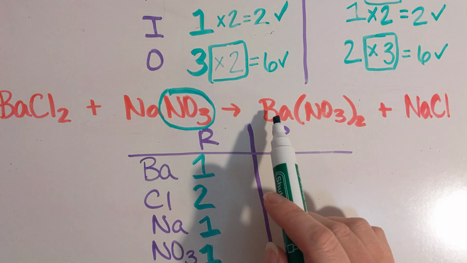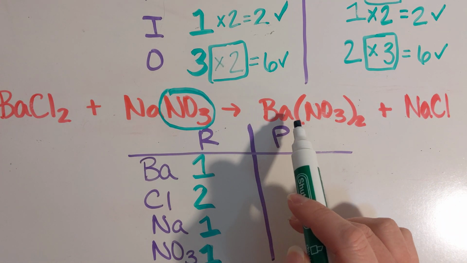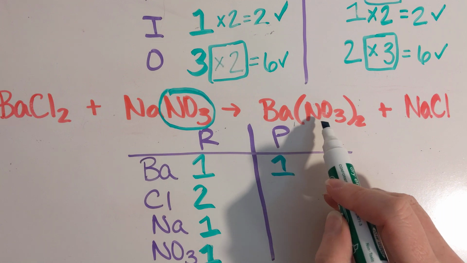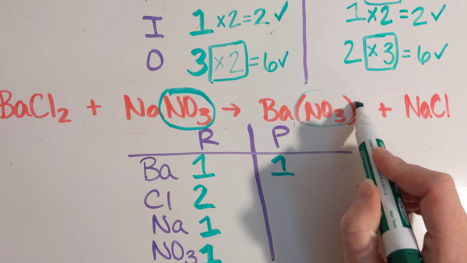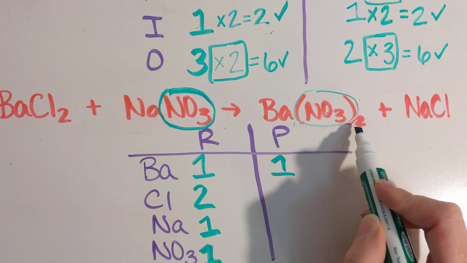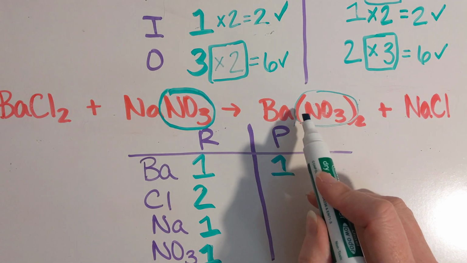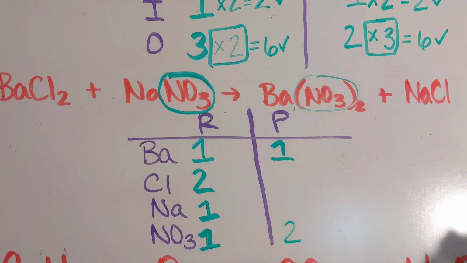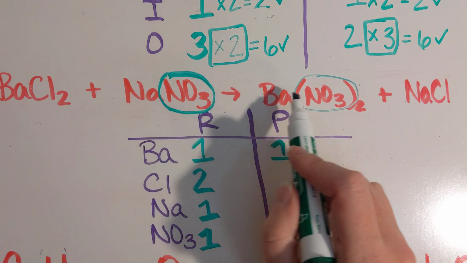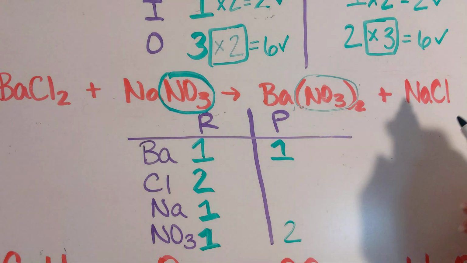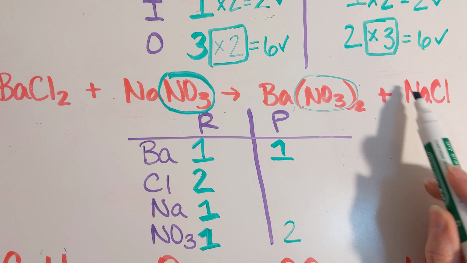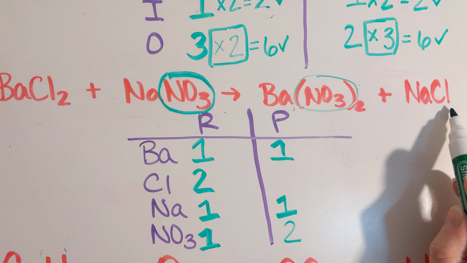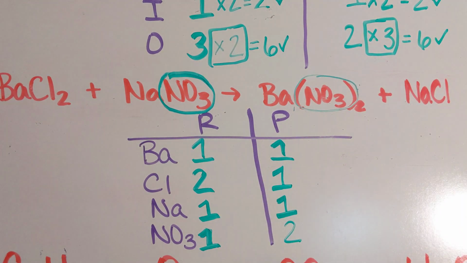So looking at my products, I have Ba. Again, no number out front, no little subscript. So that means there's one Ba. Here's my NO3, and you can see I now have two groups of NO3. That's why it's in the parentheses. That's something we learned last semester. So I have two groups of NO3. So, 2. Again, no coefficient, so I'm just looking at that subscript of 2. And then here I have Na, just 1, because there's no coefficient, no subscript. So 1 Na. And Cl, no subscript, no coefficient. So 1 there as well.